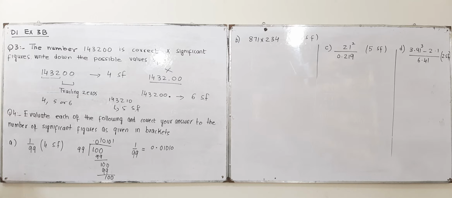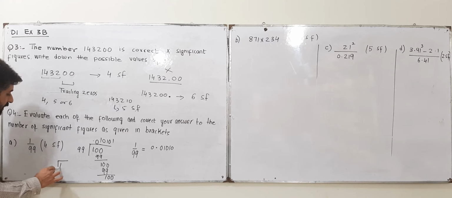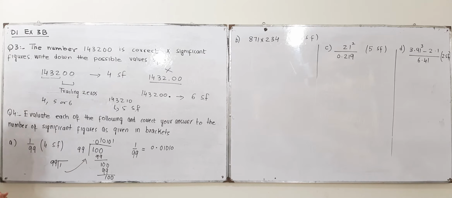Question number 4 is: evaluate each of the following, correct your answer to the number of significant figures as given in the brackets. First of all, we have to evaluate the value, and then we have to give our answer to 4 significant figures. So 1 divided by 99. 1 is less than 99, so insert a decimal. By inserting a decimal, you can insert one 0.